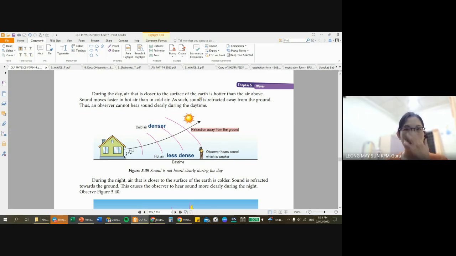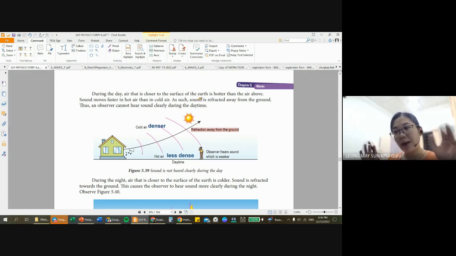That's why normally when you go to the padang, and you're trying to shout at your friend to get that ball or catch that badminton shuttlecock or whatever it is, your friend has difficulty listening to you. Why? Because when you shout, the sound coming from you is moving from hot air upwards to colder air. So your friend can't actually hear you.